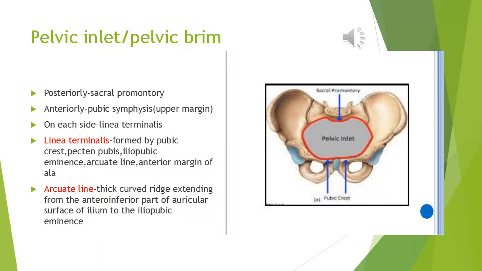Then from the iliopubic eminence, the next part you can see is the pecten pubis, which is the upper border of the superior ramus of the pubis. After that, you can see the pubic crest, the upper part of the superior border of the body of the pubis. This entire thing is known as the linea terminalis. So the boundary is behind by the sacral promontory, in front by the pubic symphysis, and on each side by the linea terminalis.